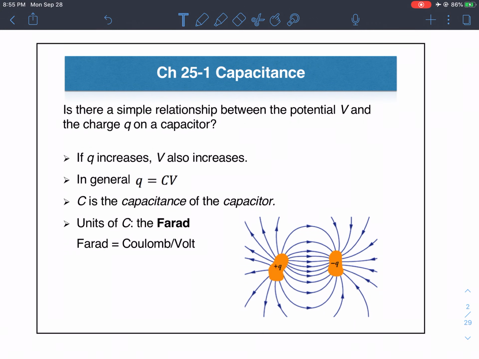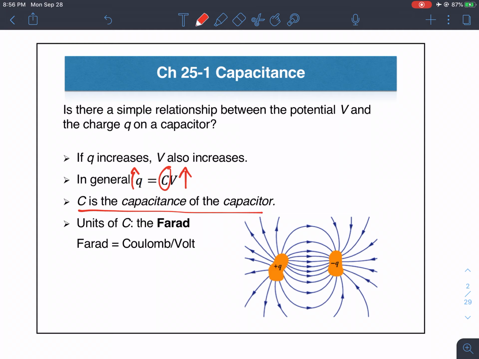So is there a simple relationship between the potential difference V and the charge Q on a capacitor? From experiments, what we see is if Q increases, the amount of charge increases, V also increases. And in general, they are related to each other with a constant C here. So as you can see, if Q goes up, V goes up. And C is the constant. And C is the capacitance of the capacitor.